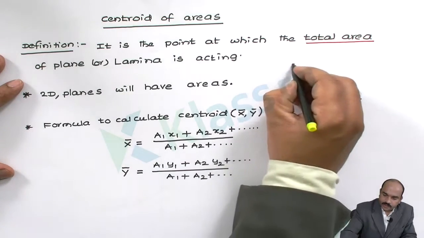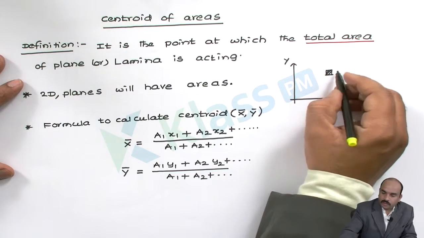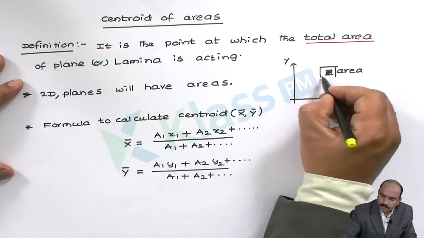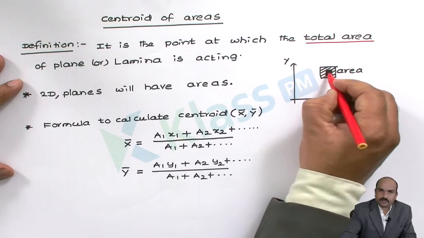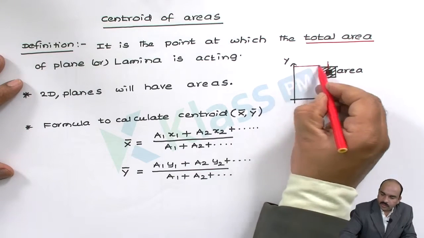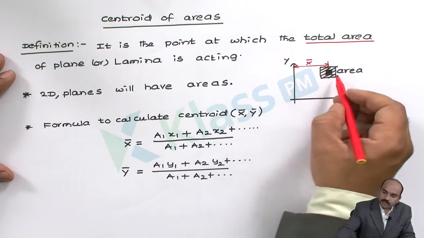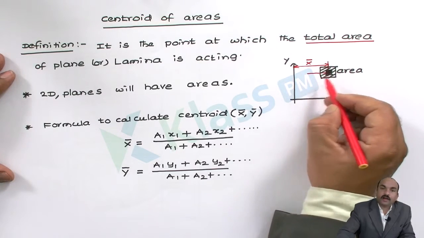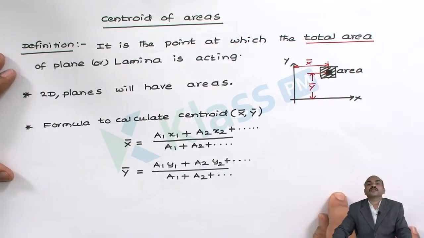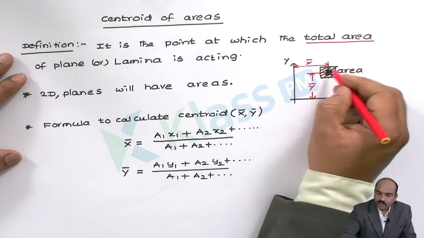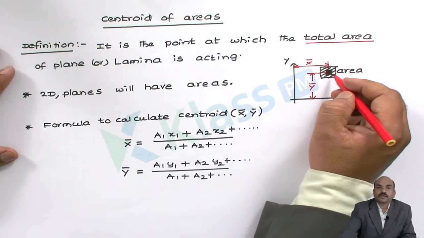Let this be the x-axis, y-axis. There is some area. Let us take this as the area. It has a center. From the center of this diagram along the x-axis, this distance is known as x bar. Then from the center of this area along the y-axis, this dimension is known as y bar. It may be any area, like planes will have area like a rectangle.